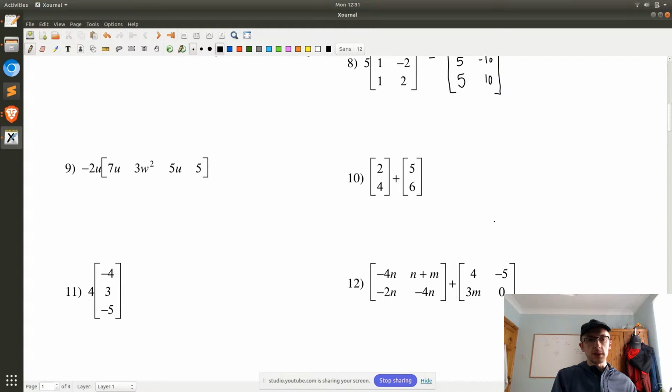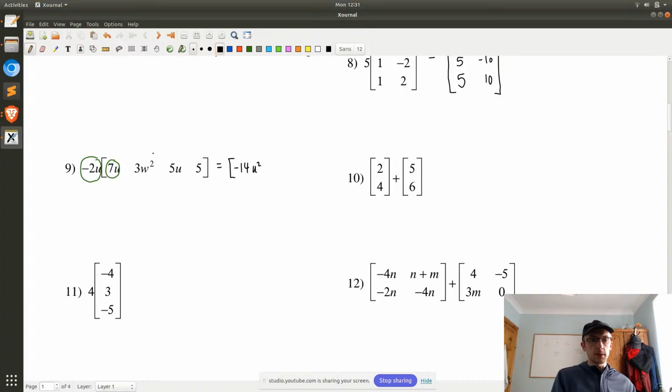But what's happening here in question 9? We have to multiply this matrix, which has algebraic entries, by an algebraic scalar. So what do? Well, we just do like we did before. -2u multiplied by 7u. That should be -14. That's fine. And then u times u, what's that? U squared. And that sorts out the first entry. Multiplying -2u by 7u, we get -14u squared.